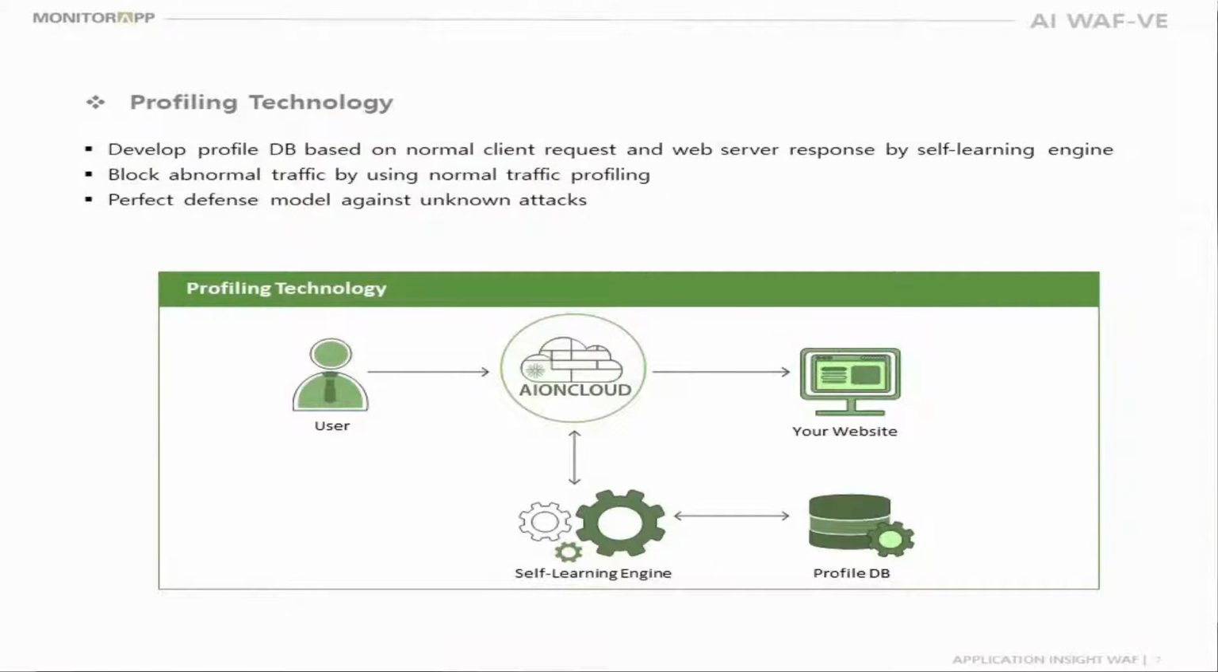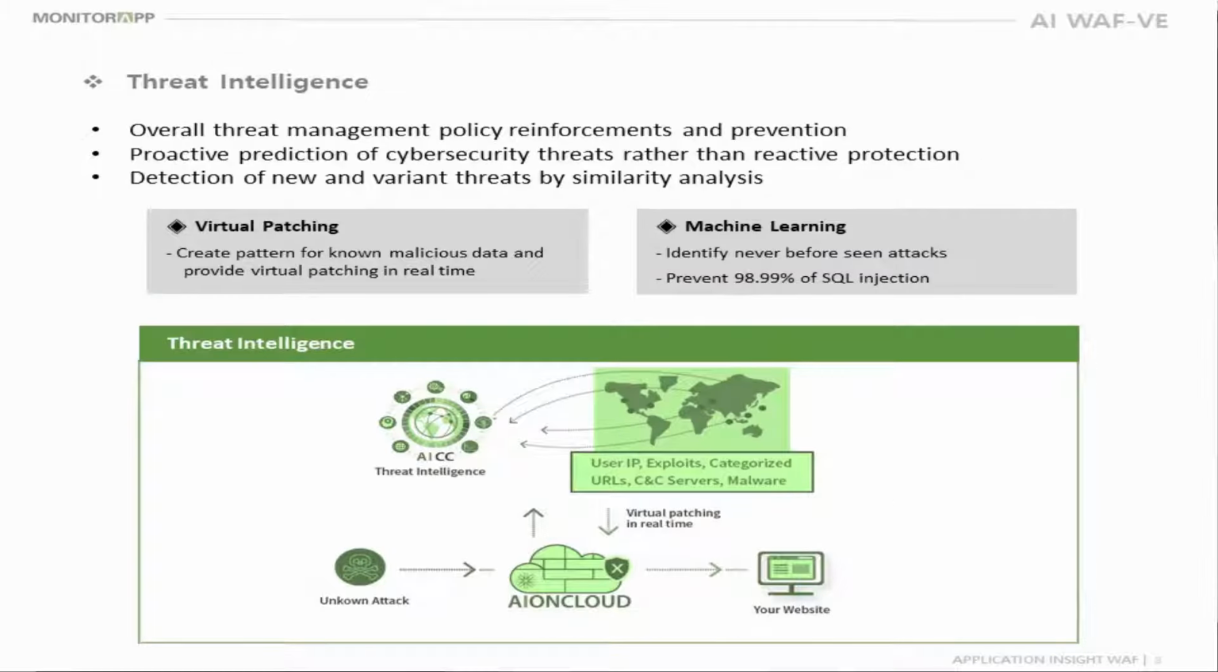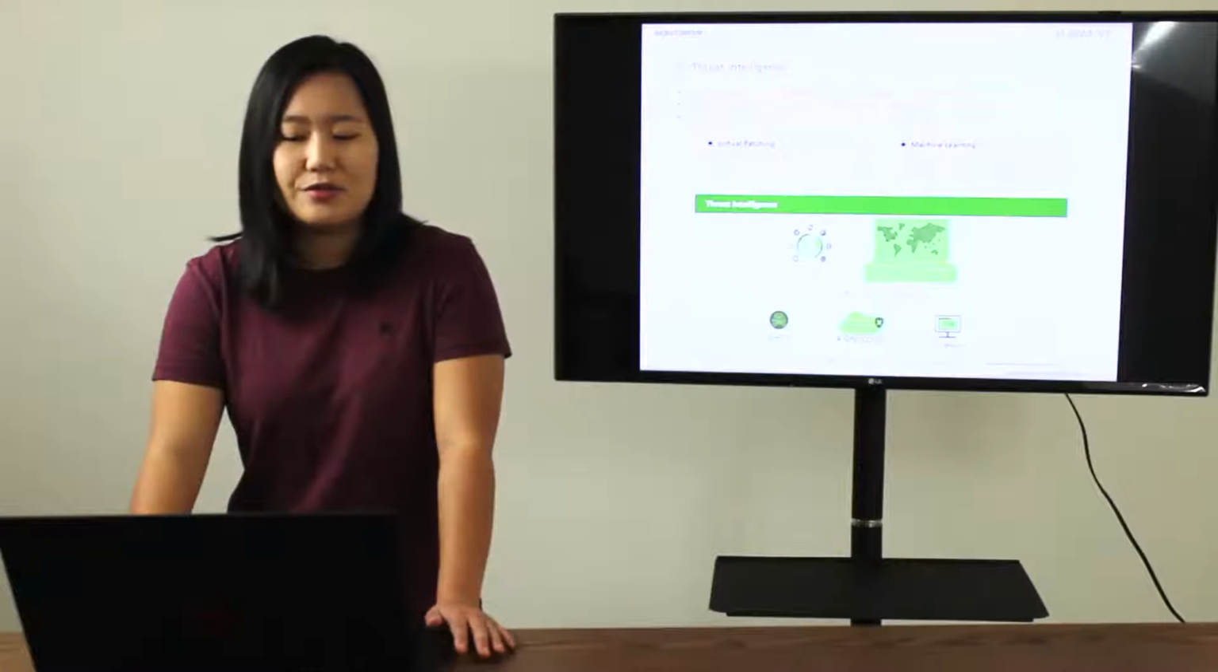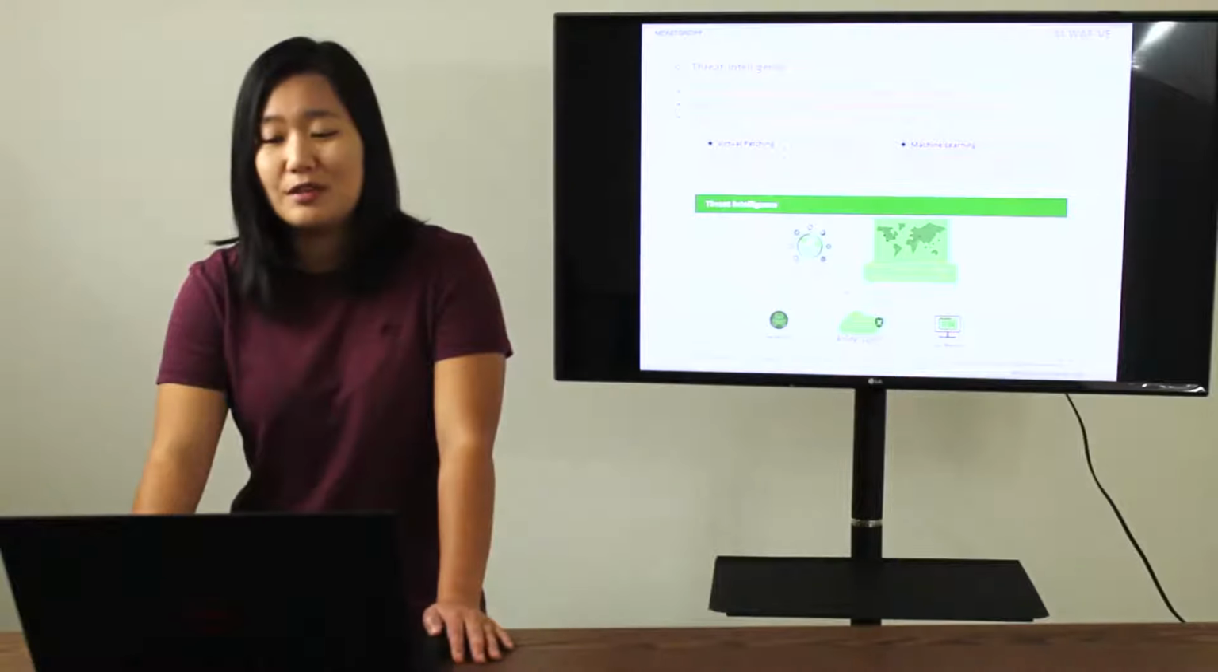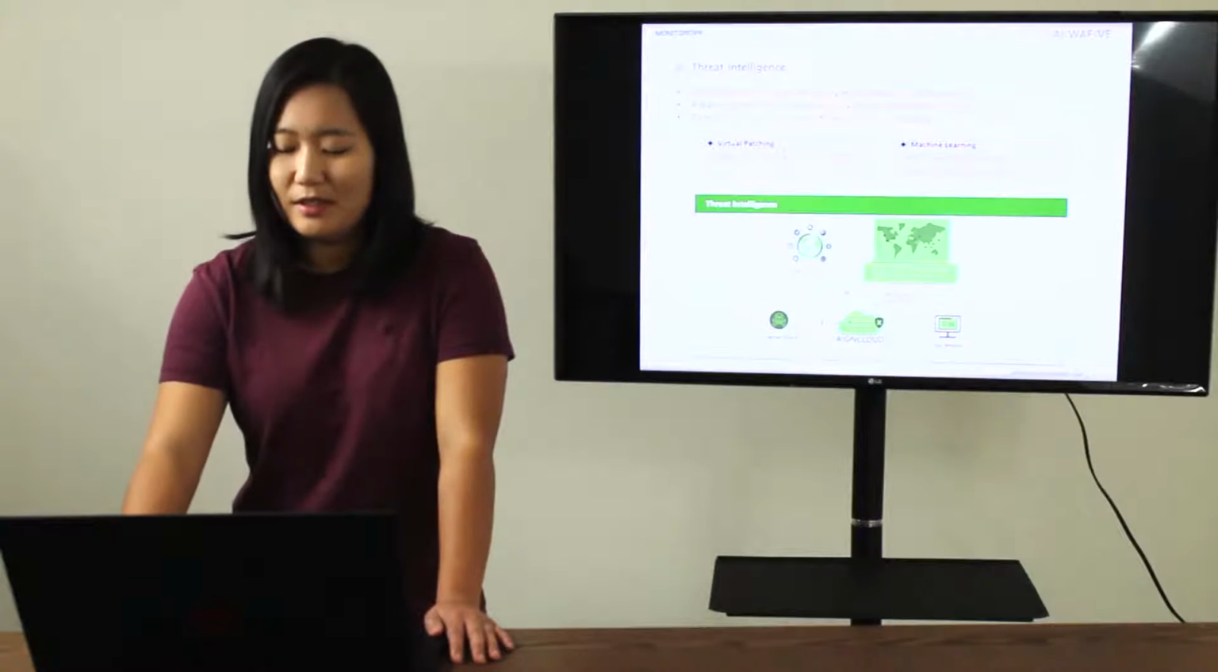All our products, including our Web Application Firewall, come with the profiling technology. We gather all the attack data and we run it through our self-learning engine to distinguish different behavior and signature of normal traffic and abnormal traffic. Through those profiling technology, we have our threat intelligence system that manages policy reinforcement, and you don't have to update anything. They are virtually patched constantly, so there's no need for you to update. We try to make things as easy as possible.